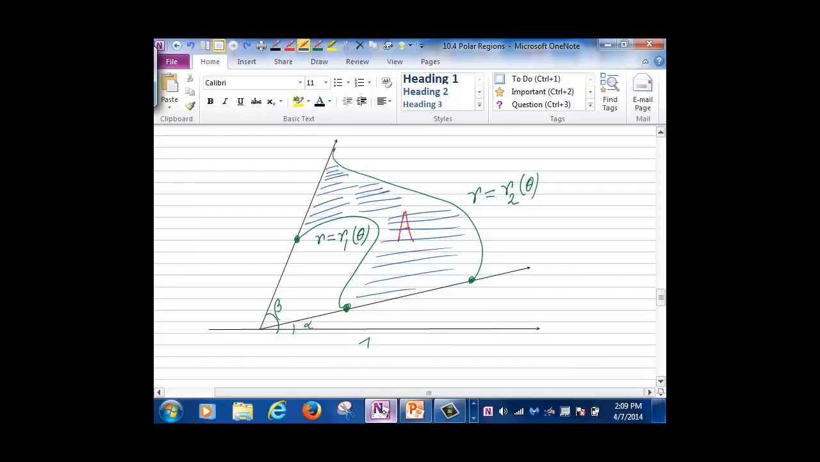Okay, so again the question is, I have a region bounded by the curves R1 of theta and R2 of theta, and by the two rays at alpha and beta. And the question is, what is that area? Now, can someone tell me what is this area? What's the value of this area?